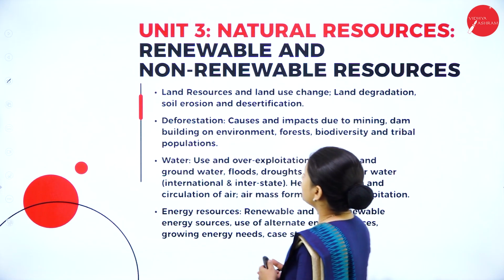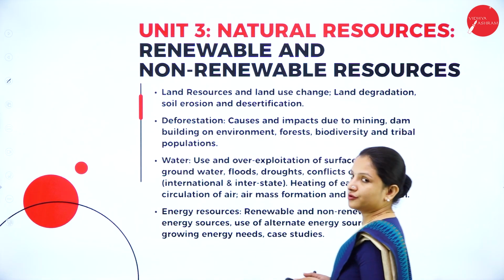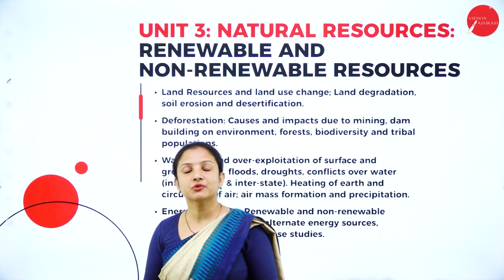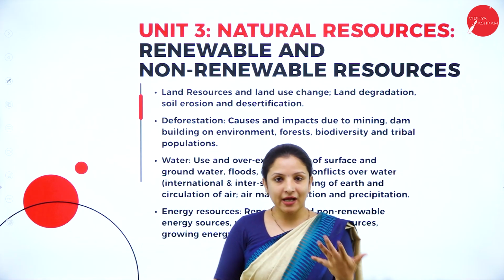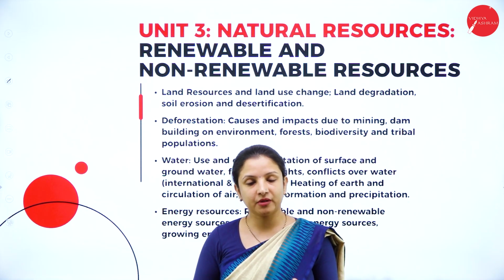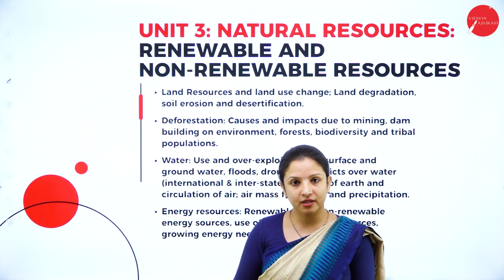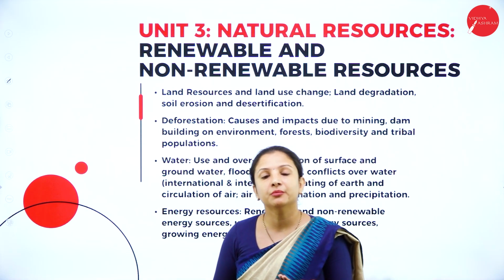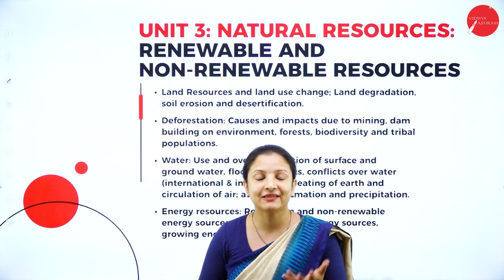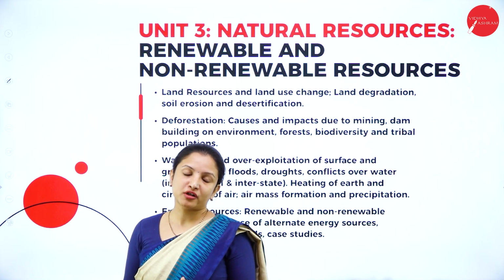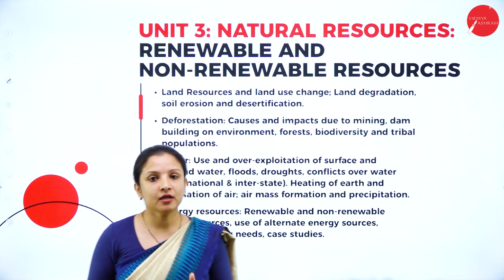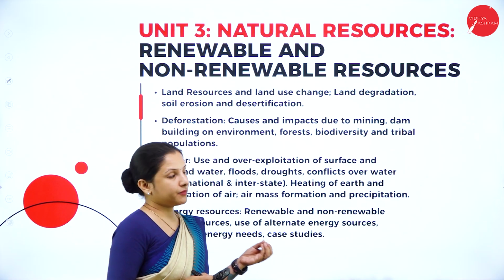So next, moving to unit 3, that is natural resources. Natural resources are the ones which can be renewable and non-renewable. Say for example, we have water. Water can be renewable, or fossil fuels are non-renewable, because once the petroleum products are over completely, it will take millions of years for those petroleum products to get formed back, right? So that is called non-renewable resources.